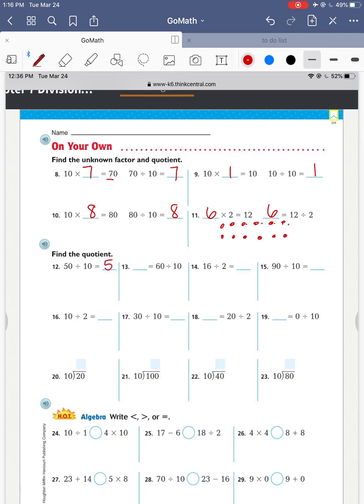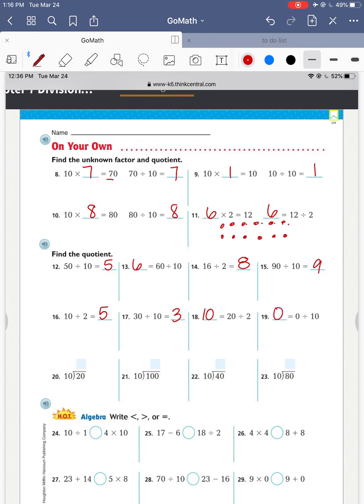All right, 50 divided by 10 is 5. 60 divided by 10 is 6. 16 divided by 2 is 8. Again, you can draw a picture if you need. 90 divided by 10 is 9. 10 divided by 2 is 5. 30 divided by 10 is 3. 20 divided by 2 is 10.